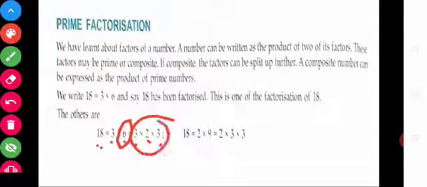A composite number can be expressed as the product of prime numbers. See here, the number 18 can be written as 3 into 6. 3 sixes are 18. Say 18 has been factorized. This is one of the factorizations of 18. The 6 can be written as 2 into 3. So 3 into 2 into 3. These are the factors of 18.